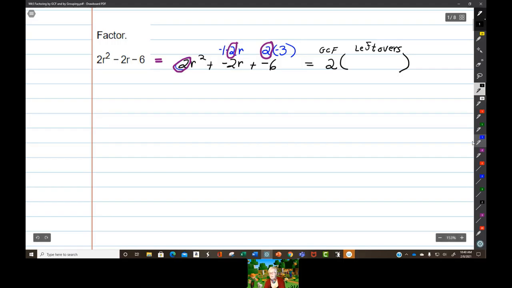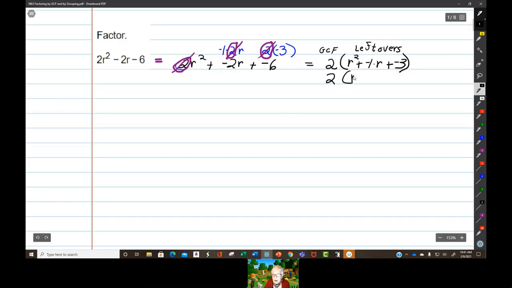Okay, now that I've written down the two, I'm going to go ahead and cross it out. That just helps me not make a mistake. In the first term, I have r squared as a leftover. And in the second term, I have negative 1 r, negative 1 times r. And in the last term, I have a negative 3. Now that's not my answer, I have to clean that up. But I've got my leftovers now.